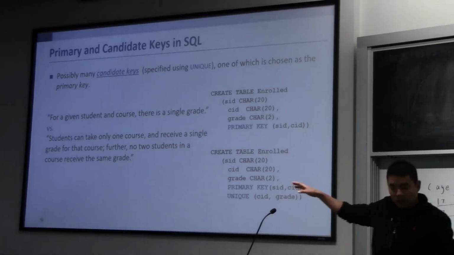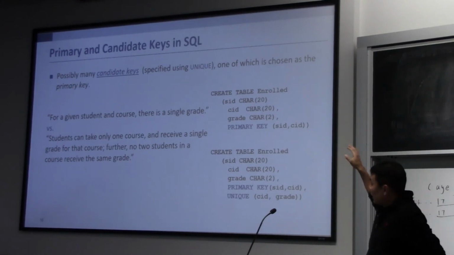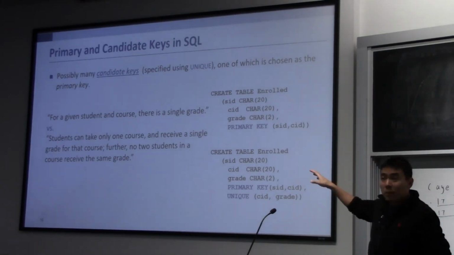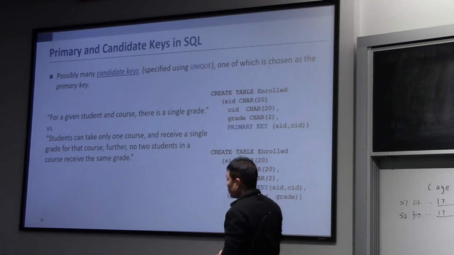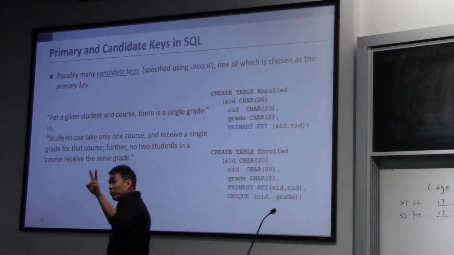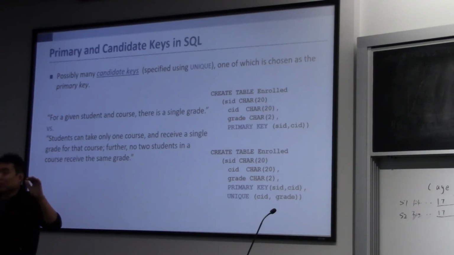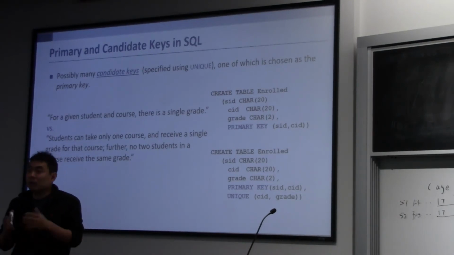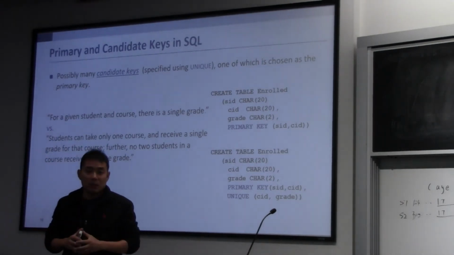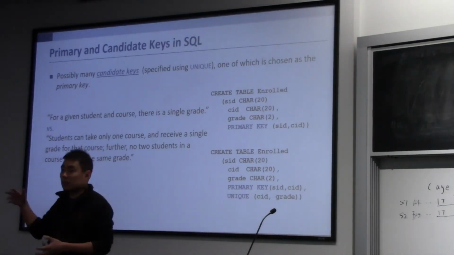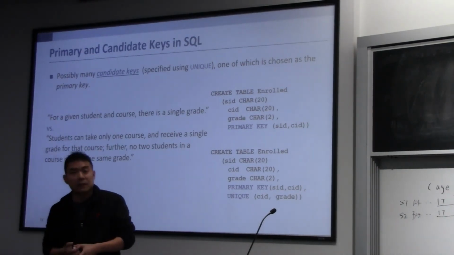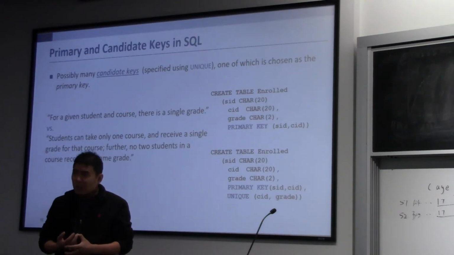I'm going to use this example concerning the enroll table to illustrate 2 points. One point is what I said just now. Your key can be more than one attribute, in fact. In some cases, actually, it has to be more than one attribute. Not a single attribute can be a key of your table. Secondly, I want to demonstrate how to create primary key and candidate keys using SQL.